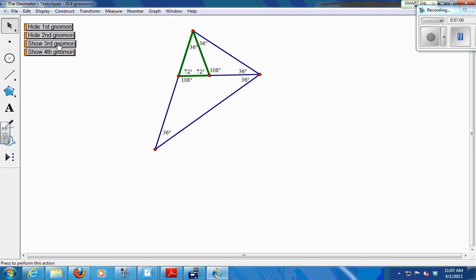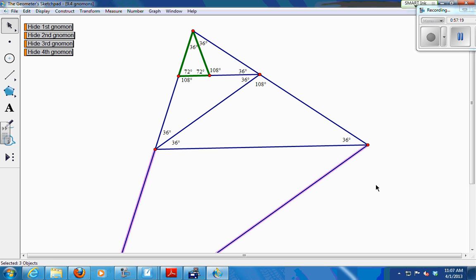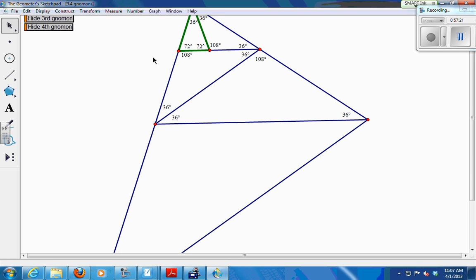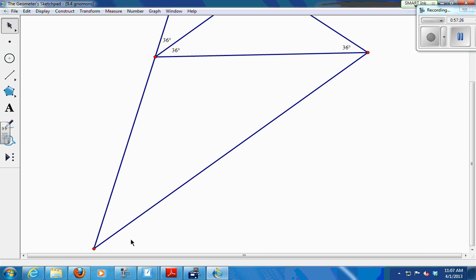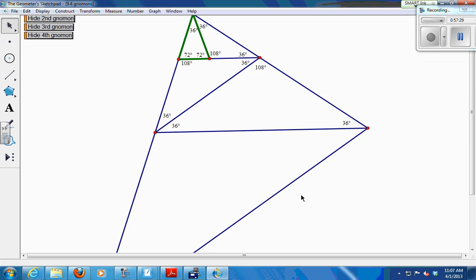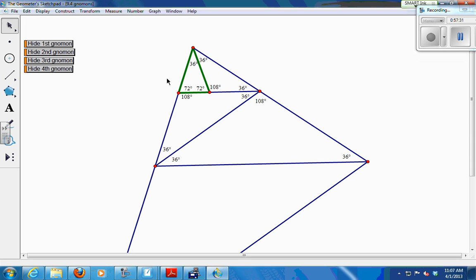And then if I do a third one, now we've got 72 here, 72 here, and 36 here. So this big triangle, same shape as the original green, just bigger and rotated. And if I do one more, now I have a big giant triangle that's again 72, 72, 36. So I can just keep doing this forever and getting bigger and bigger versions of this little triangle.